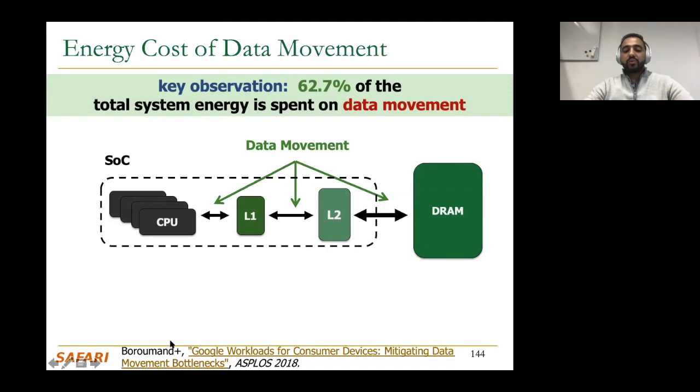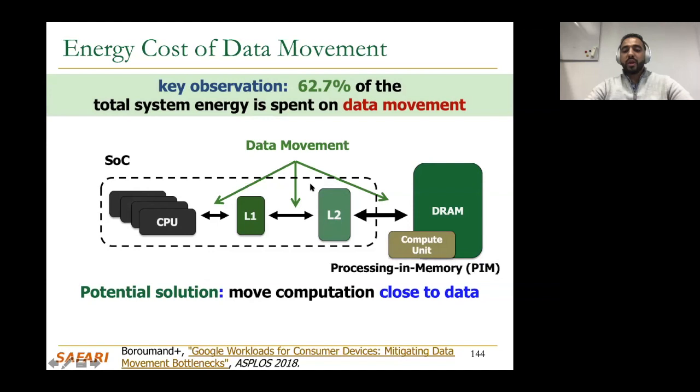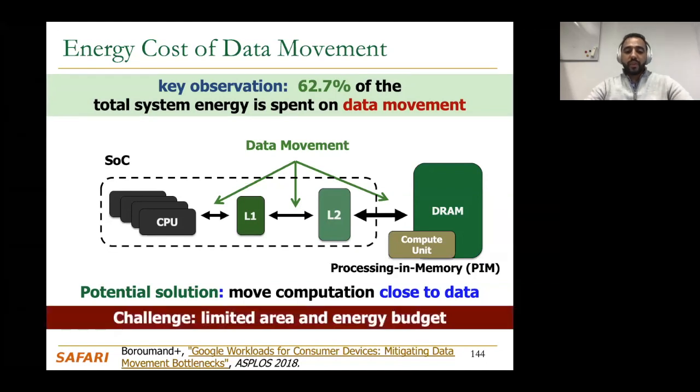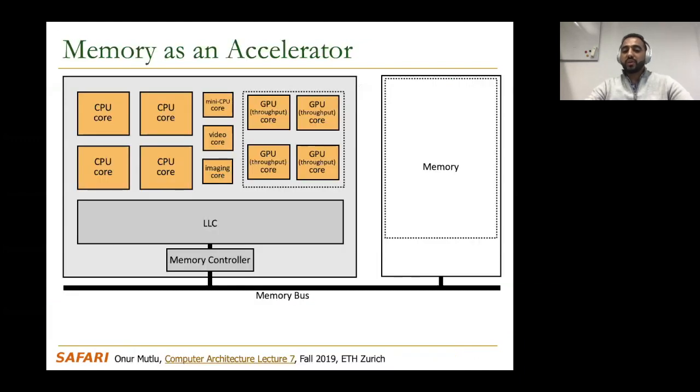And in this paper, on Google workloads from our group, we observed that 62% of the total system energy is spent only on data movement, and the rest is for computation. So you can see that data movement is reducing the benefits of any acceleration efforts. So what we need to do is move the computation close to the data. But of course, we have limited area and energy budget, and the computation that we can do in DRAM, for example, is very limited. We cannot do everything, like general purpose computation, for example.